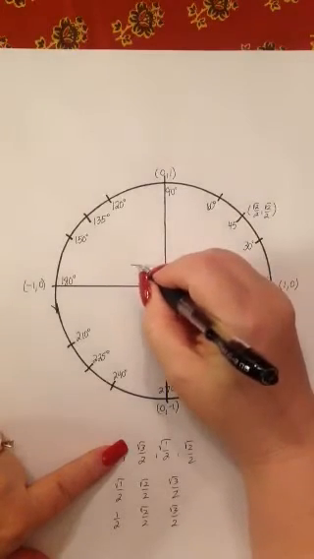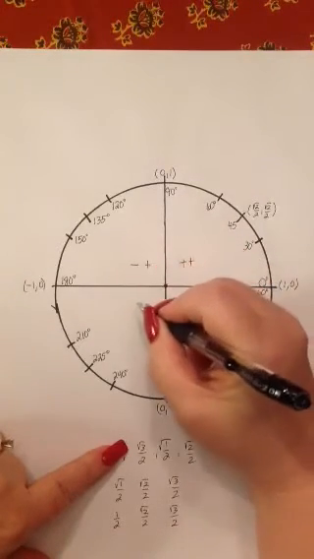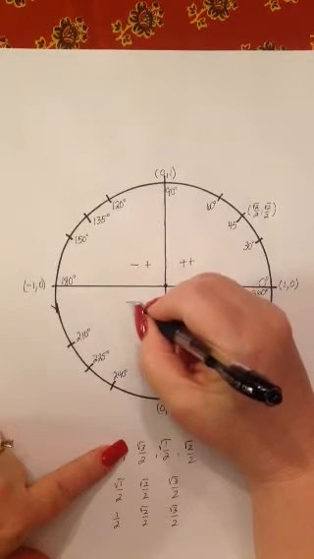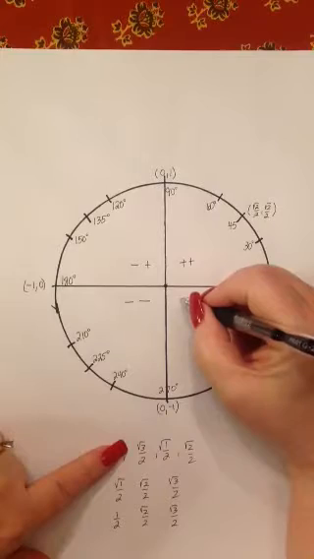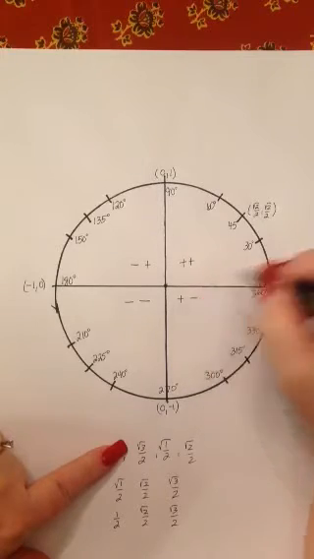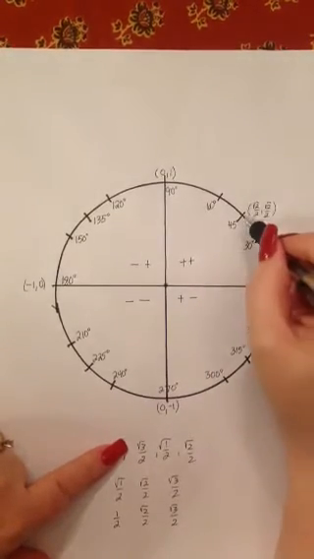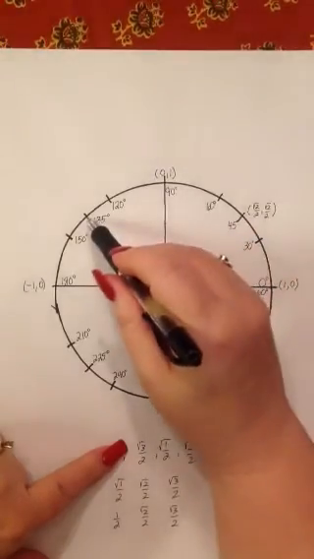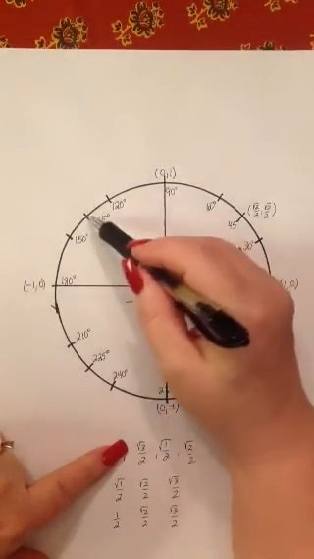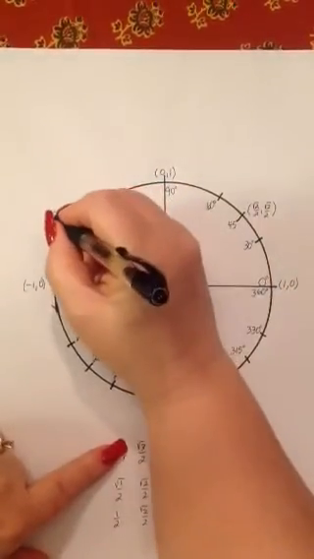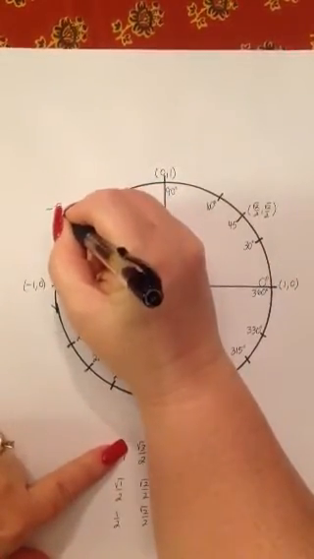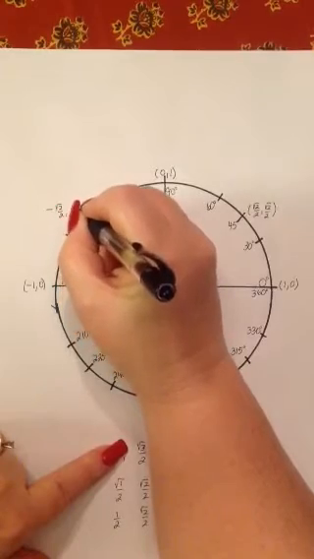We know that in the first quadrant, everything's positive. Second quadrant, x's are negative, y's are positive. Third quadrant, x's are negative and y's are negative. And in the fourth quadrant, x's are positive and y's are negative. So if you go straight across to the middle of this quadrant, the coordinate's exactly the same except the x part's negative. So it's negative square root of 2 over 2, positive square root of 2 over 2.